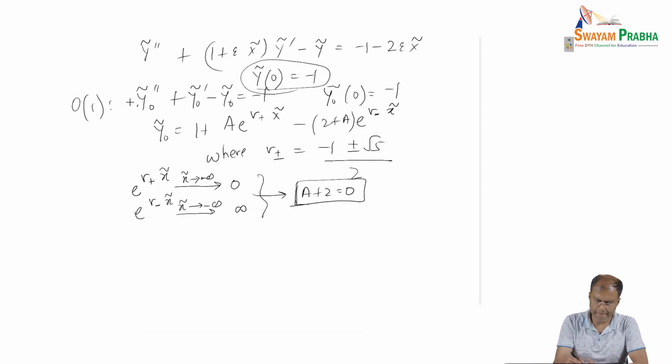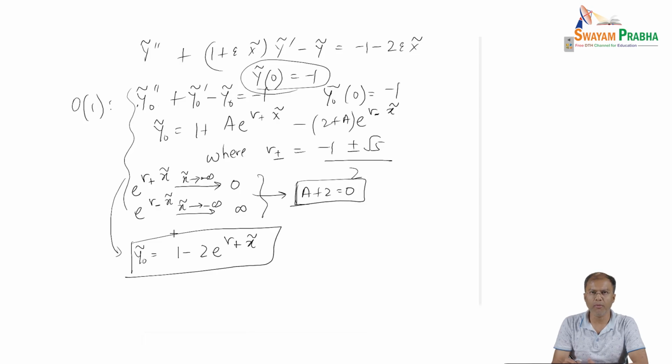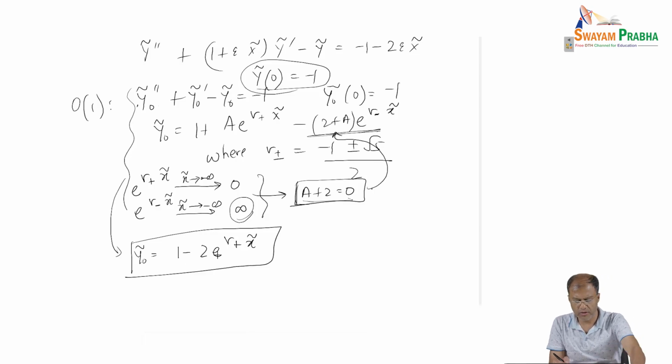And then what we have is that y naught comes out to be 1 minus 2 e to the power r plus x tilde. So this is my final form of the inner solution, so a comes out to be minus 2, and that is how we avoided any infinite terms. So a plus 2 has to be set equal to 0 so that any infinite terms are avoided. With that, our inner solution is found to be 1 minus 2 times this factor.